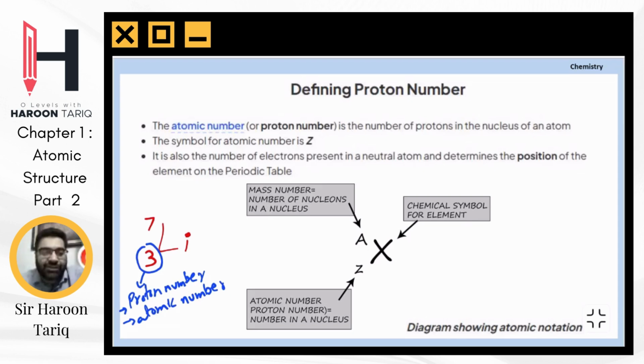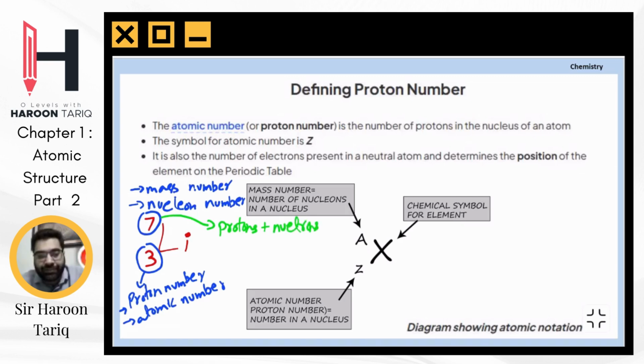The number at the top that you see, the bigger number, is your mass number. We sometimes call it the nucleon number as well. This nucleon number, this 7 here for lithium, is protons plus neutrons combined. Sure, Abdul Rafi, this would be protons plus neutrons combined, the sum.